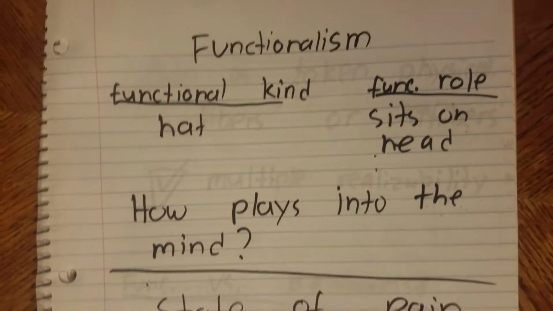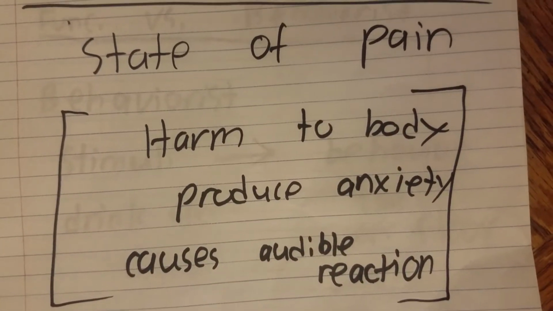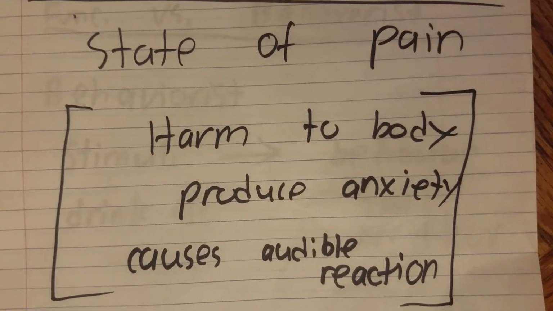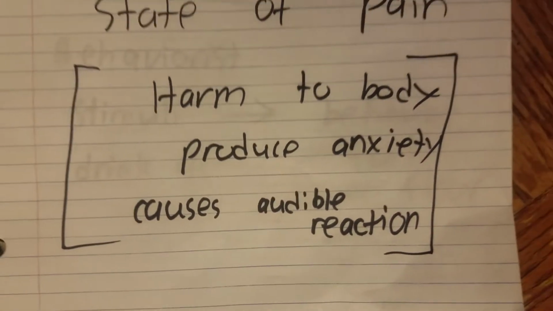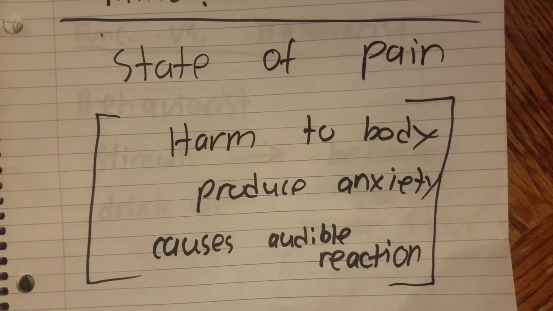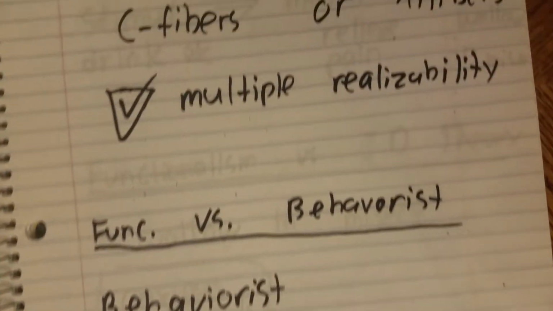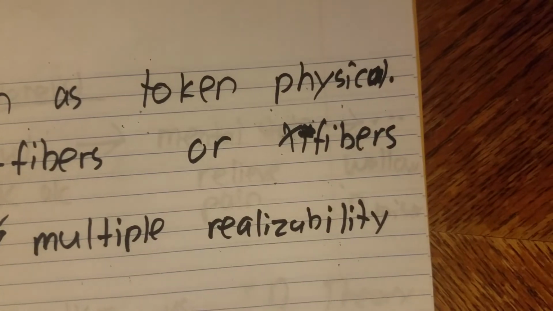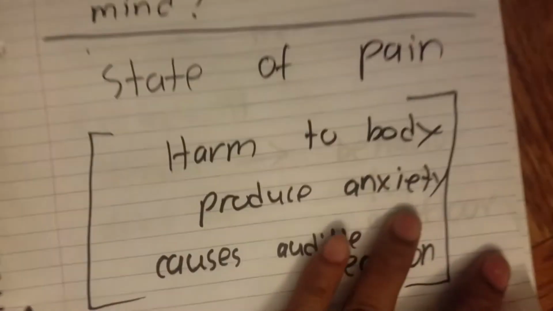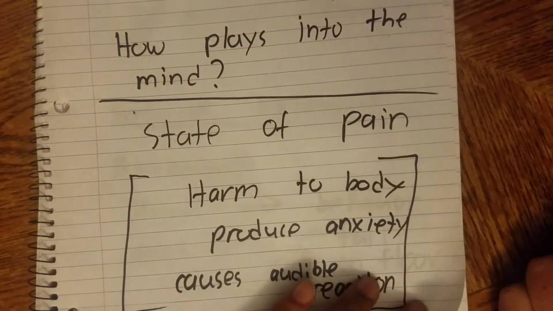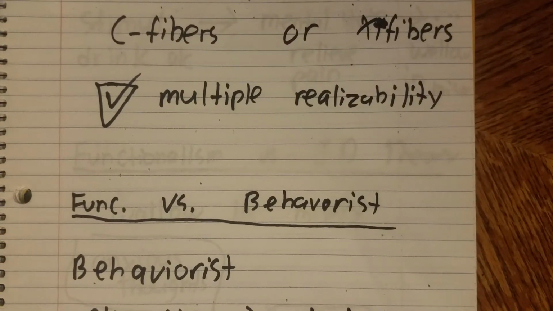Now, how does this play into the theory of mind? Let's look at the functional view of pain. The state of pain can be considered to be the parameters such as harm caused to the body, production of anxiety, and audible reactions. These parameters consist of mental and physical states. This view can be considered a sense of token physicalism. For example, C fibers or X fibers, as long as they produce the physical state of pain, can serve the function and still be considered the parameters. This also proves multiple realizability.